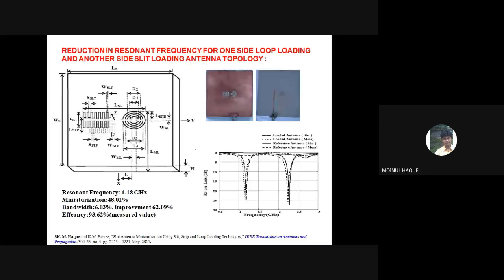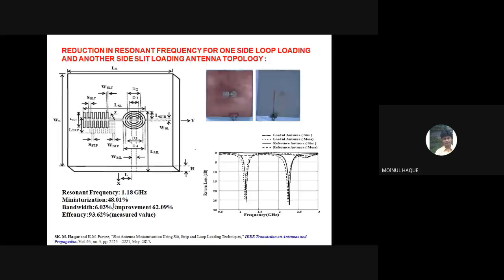So this is the third design. Using this design, our resonance frequency reduced further. It is now 1.18, and as a result we are getting more miniaturization, 48%. But you see that previously we had efficiency of more than 94%. Here our efficiency decreased a little bit, because we are using a little bit of conductor here, this metallic strip. So just using these structures we are getting this. Coming to the next page, just a minute.